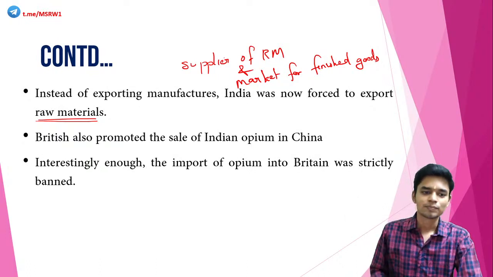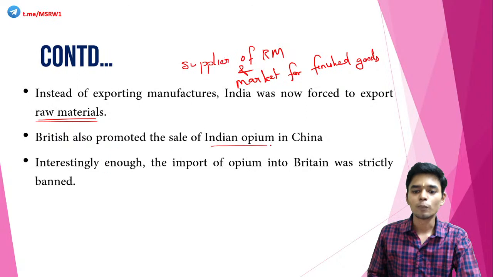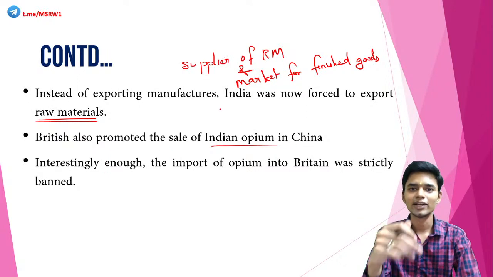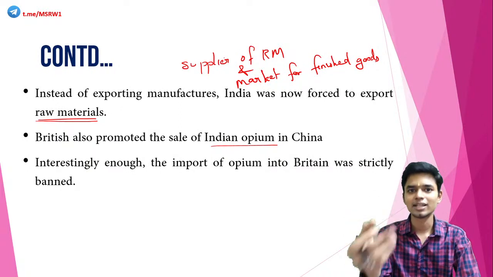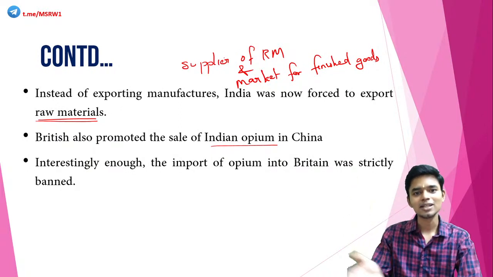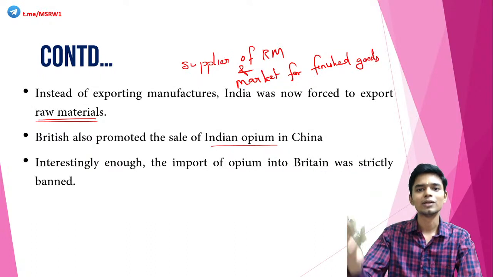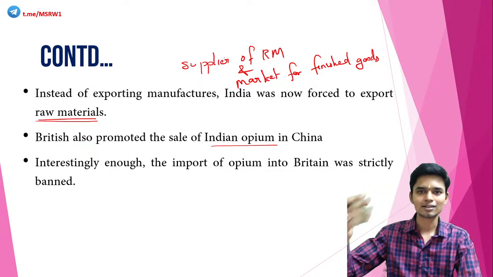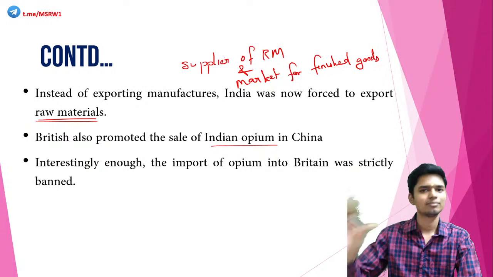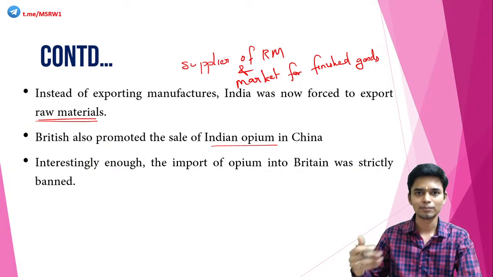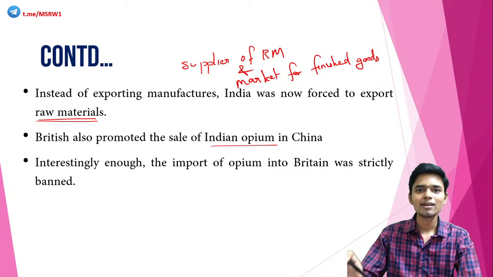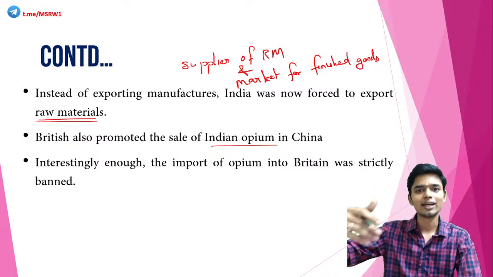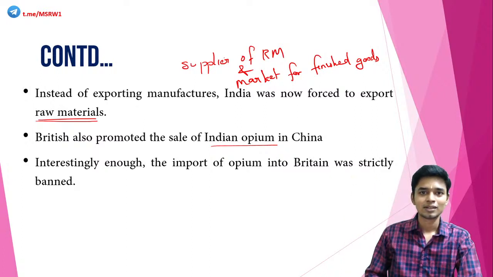Also, British promoted the sale of Indian opium in China. Indian opium was also a very much demanded substance in various parts of the world, especially in China. So British East India Company actually promoted the sale of opium into China. Opium is a drug, and it has huge negative effects on personal health, etc., etc. But still, it was very much in demand and it was pretty costly. And British made sure that they made profit out of opium as well.